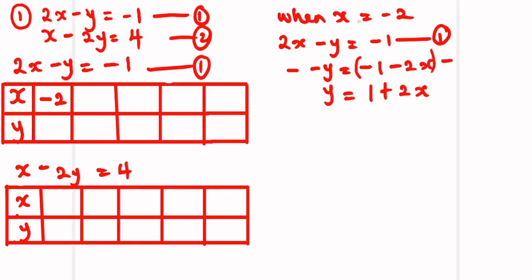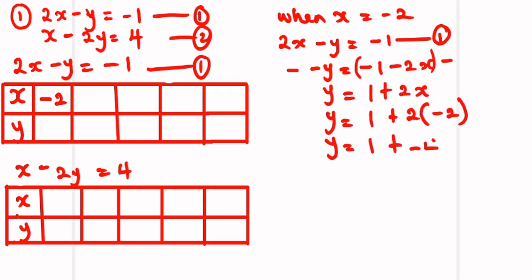So now let's substitute when x is -2. So y equals 1 plus 2 into bracket -2. So y equals 1 plus 2 times -2, which gives us -4. Now we have plus times minus. So y equals 1 plus times minus is -4. So y equals 1 minus 4, which gives us -3. So now that we've been able to get -3, in the space for y we are going to write -3. So when x is -2, y is -3.